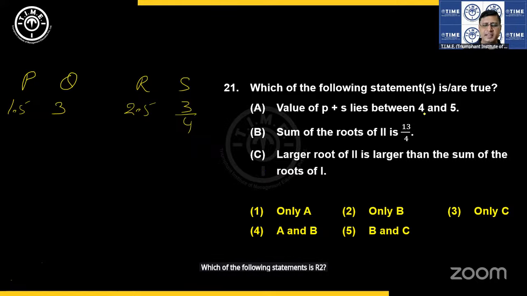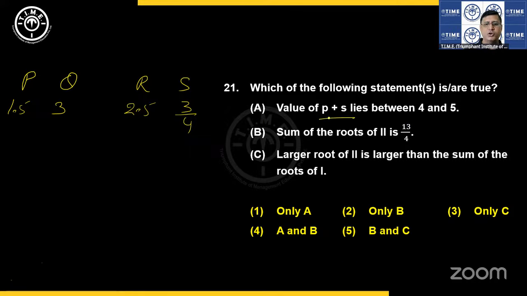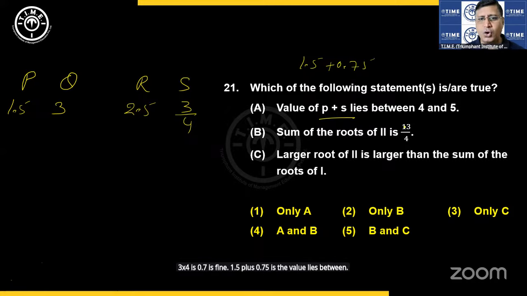Option A: the value of P plus S lies between 4 and 5. P is equal to 1.5, S is equal to 0.75, since 3 by 4 means 0.75. 1.5 plus 0.75, does the value lie between 4 and 5? No. So the first one is incorrect. Now look at the second one.